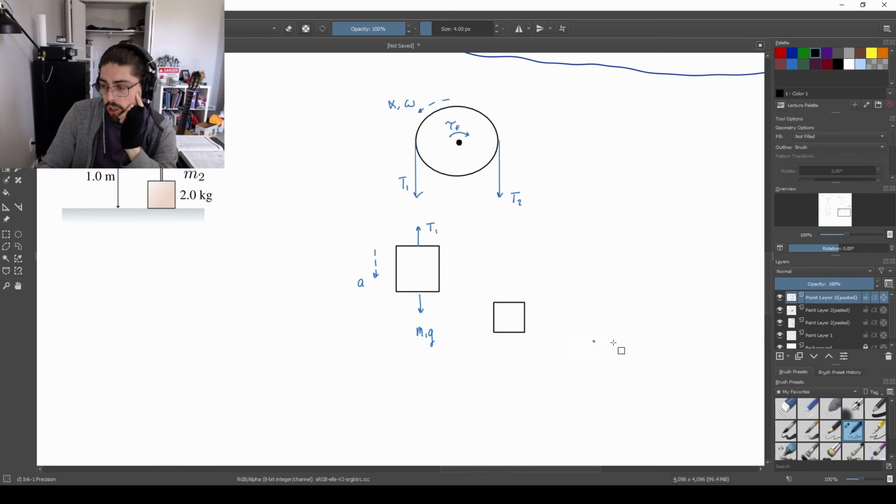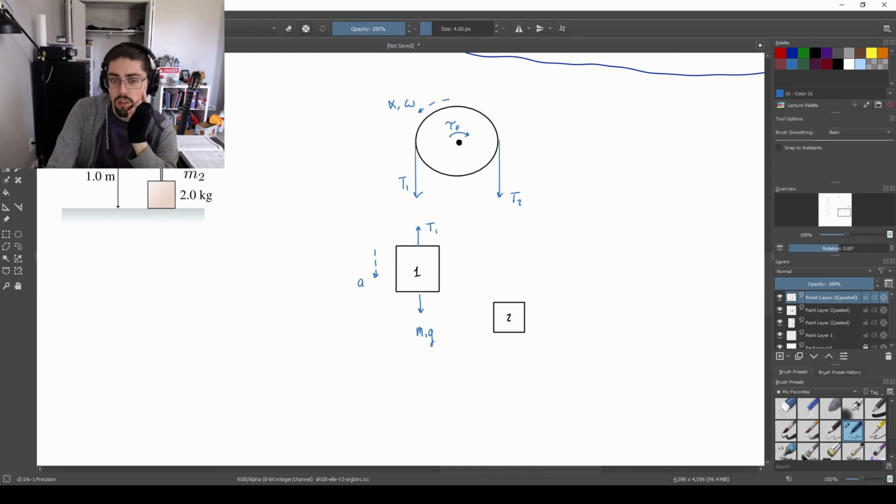Block 2. 1, 2. Just to make sure we're keeping track of those. I would expect a tension pulls me directly up. M2G pulls directly down. Acceleration, that way. T2. M2G.